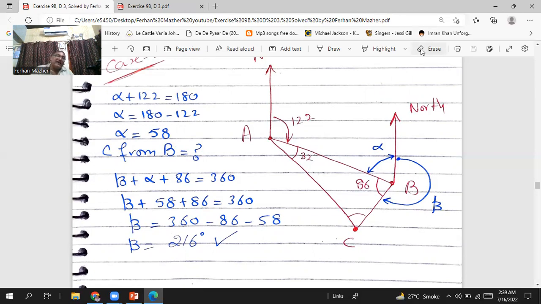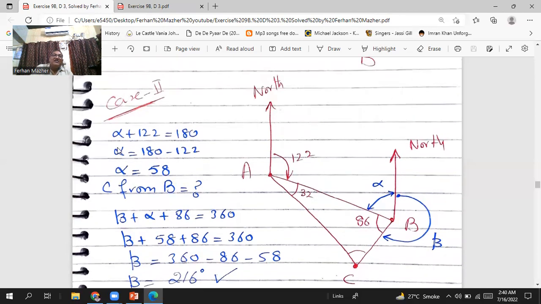So once you know the alpha, this outer angle beta can be found. Alpha plus 86 plus beta will be equal to 360. So from 360, subtract 86 and subtract 58. So that will give you the angle beta. And you know the beta is basically the bearing of the C from the B. Bearing of the C from the B means that on the B, draw the north. From that north, go clockwise to the BC line. So that angle will be 216. So that is case number 2.